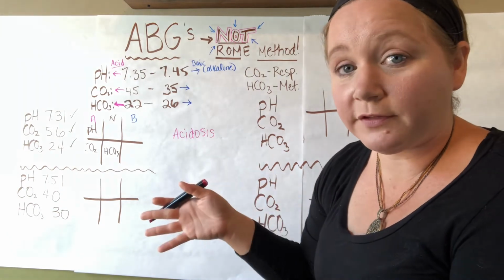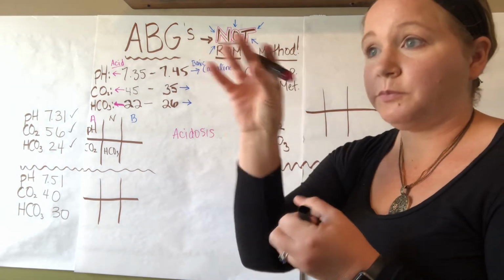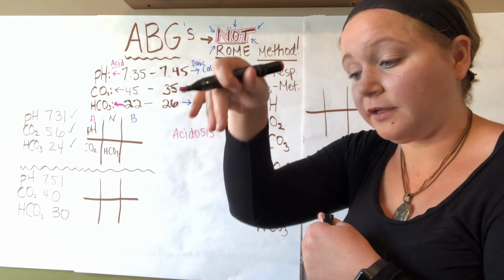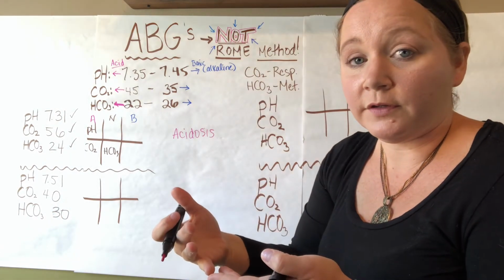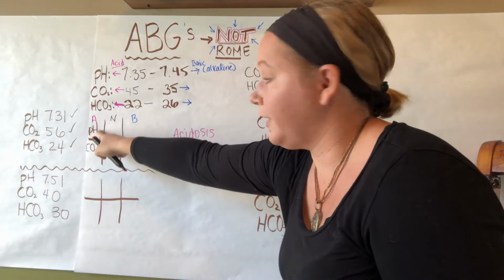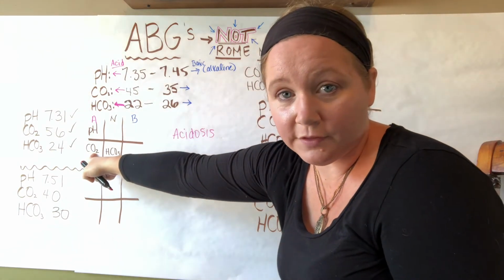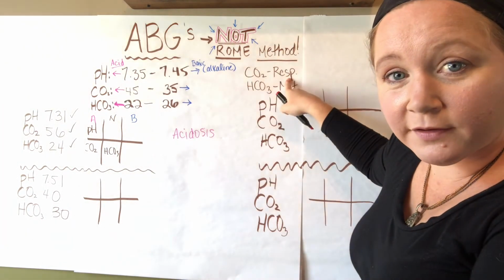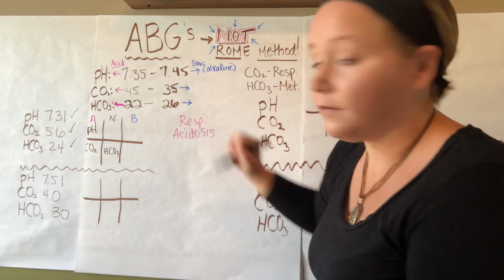Well, with this grid system, I really like the grid system because if you are looking at the grid and you see the pH in whatever box it's in, wherever your pH is in the grid, just look directly underneath it. And whatever's directly underneath it is what kind of acidosis or alkalosis you're in. So in this case, if I find my pH is sitting here, I look right underneath it, and CO2 is sitting underneath it. And what does CO2 represent? Respiratory. So this person is in respiratory acidosis.